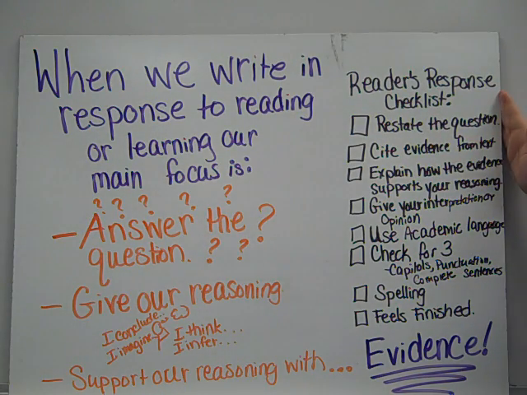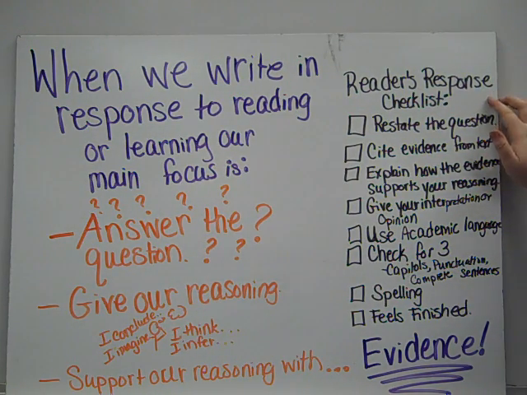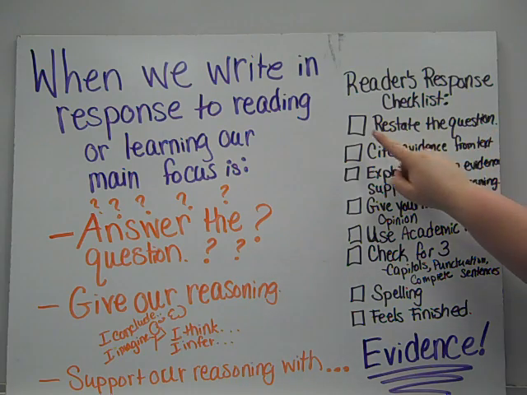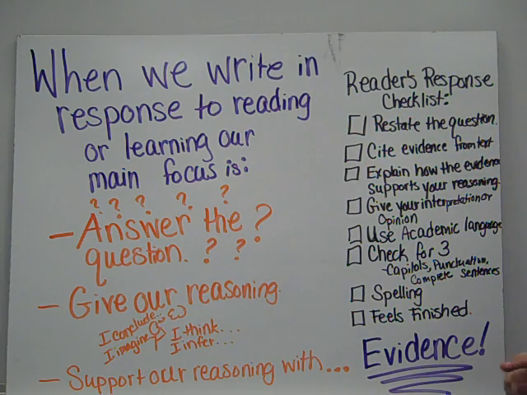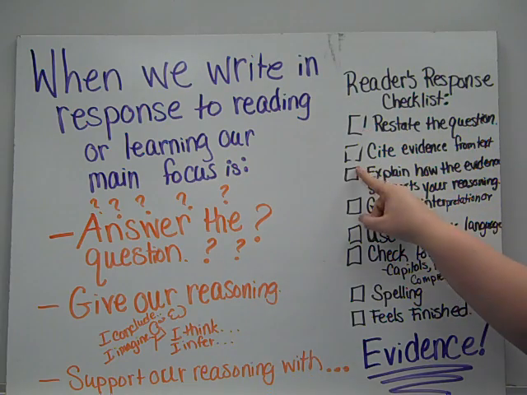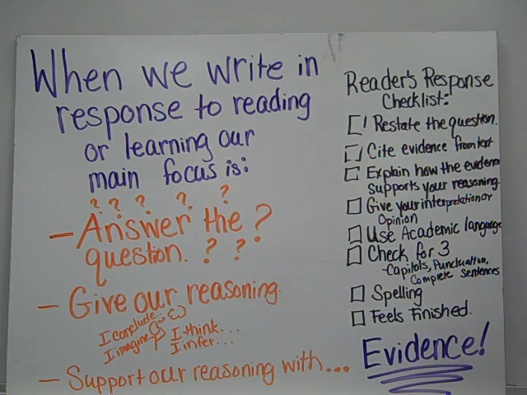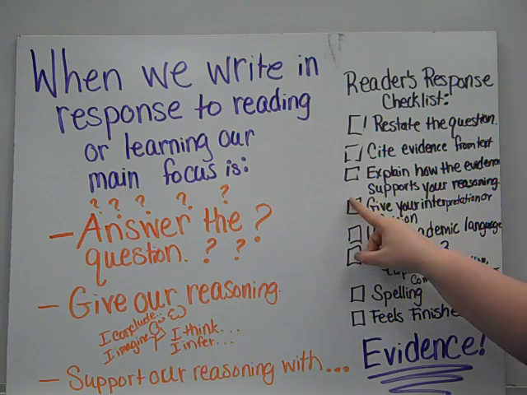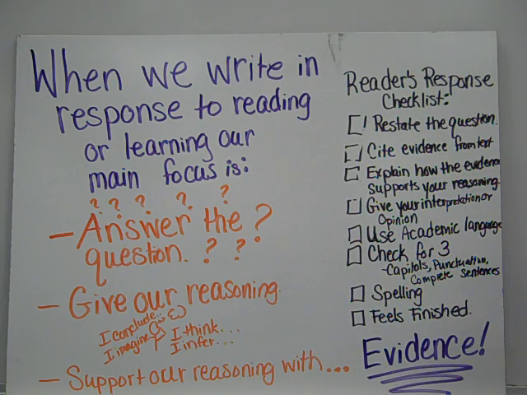Now, our reader's response checklist. Every time we write a reader's response, we need to look for these things. Did you restate the question in your own words? Did you cite evidence from the text? Did you explain how the evidence supports your reasoning? Did you give your interpretation or opinion? Did you use academic language, words that we have on the word wall, words that sound very mature and adult, grown-up language, academic language, things we use in class?